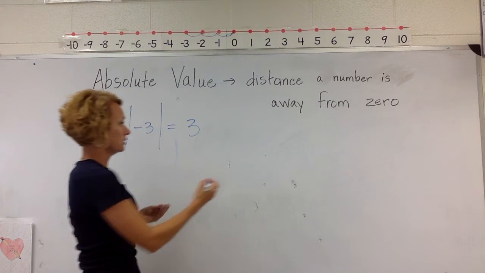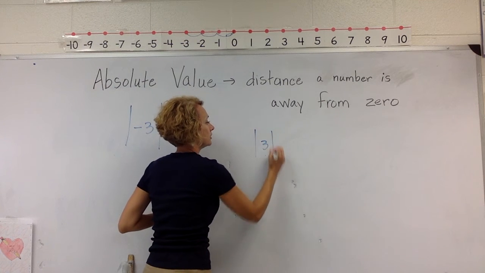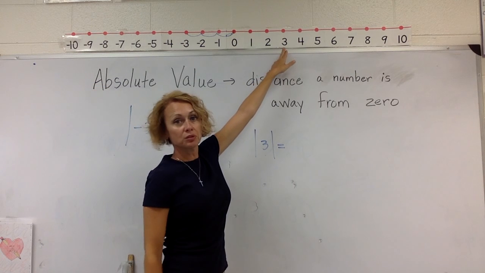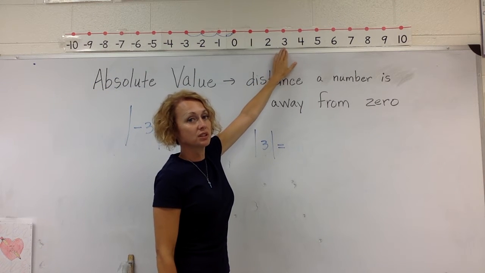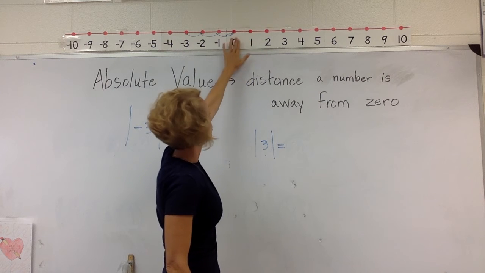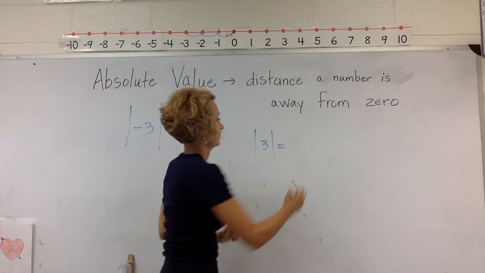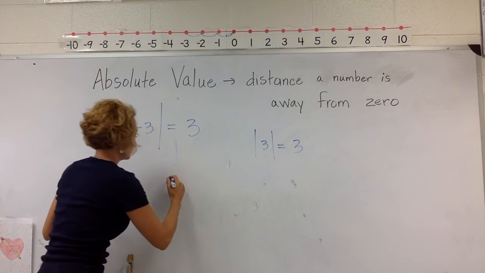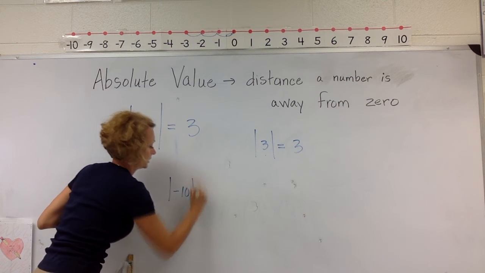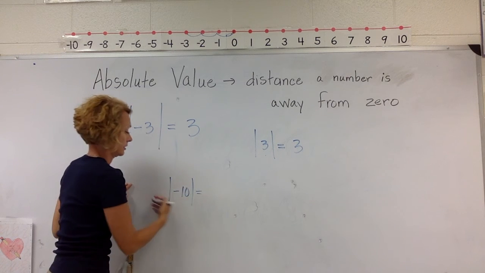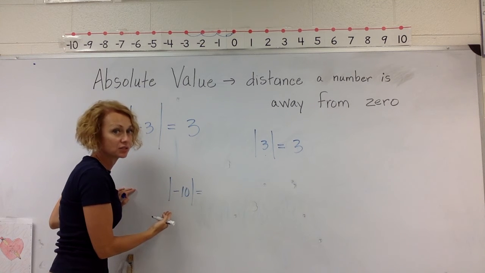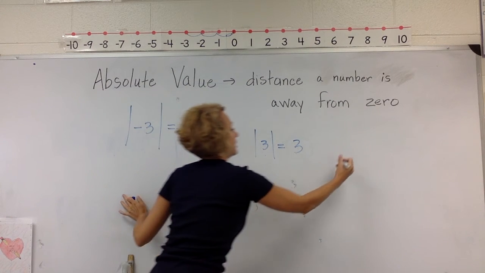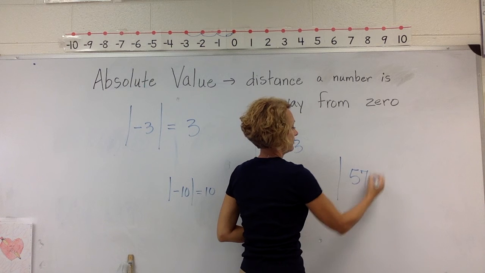Well, what if I said, okay, what's the absolute value of positive 3? Well, how many units away from 0 is positive 3? Even though it's a different direction, my measurement would still be positive. Okay? Absolute positive values. What's the absolute value of negative 10? That means, what is the distance negative 10 is away from 0? 10. What's the absolute value of 57?